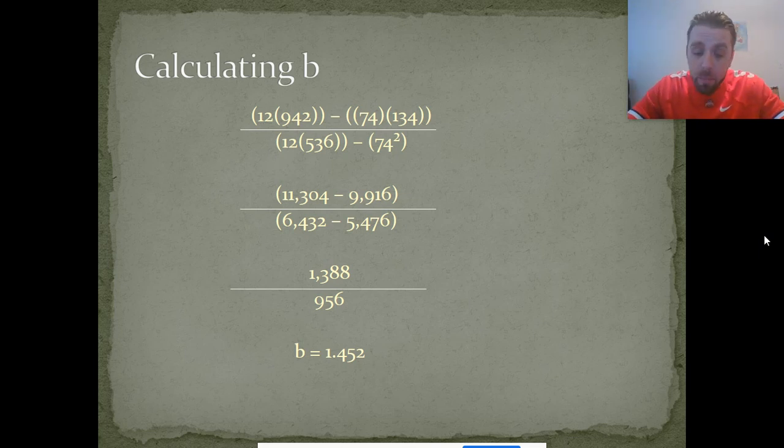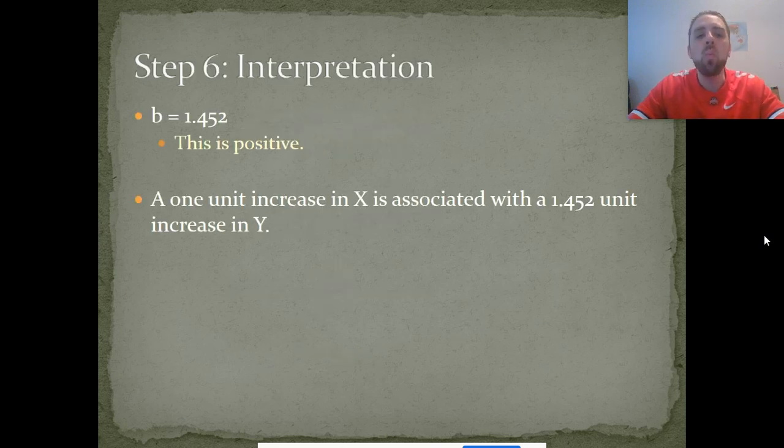And if you're ready, I'll tell you my interpretation. A 1 unit increase in X is associated with a 1.452 unit increase in Y. Why is it an increase? Because the coefficient is positive. If it were negative, we'd have to interpret this as a decrease, but we don't because it's positive. Not too bad, right?